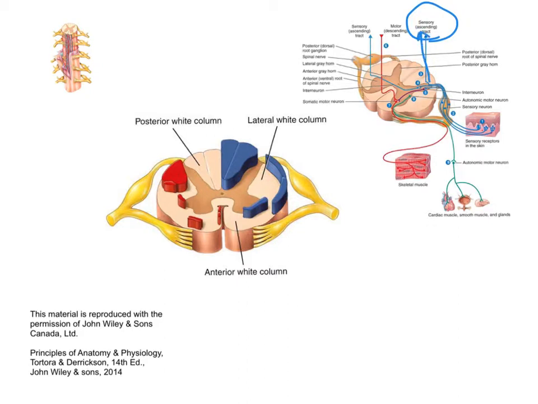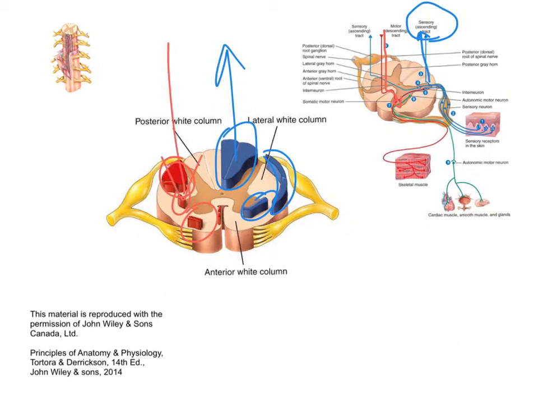Shown on this diagram, you can see that the color coding has stayed consistent. It is now blue. So this would be ascending information going up the spinal cord. Efferent motor signals coming down the spinal cord, okay, are shown here in red. So this would be information descending down the spinal cord. So we have ascending tracts and we have descending tracts.